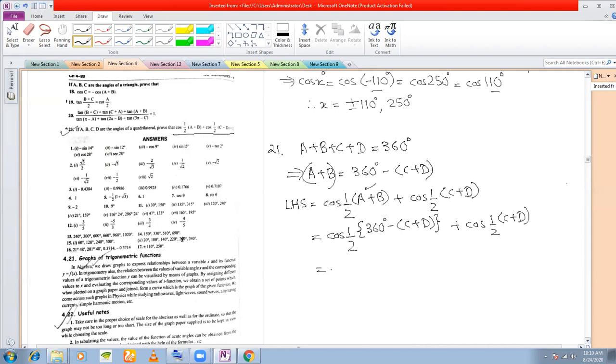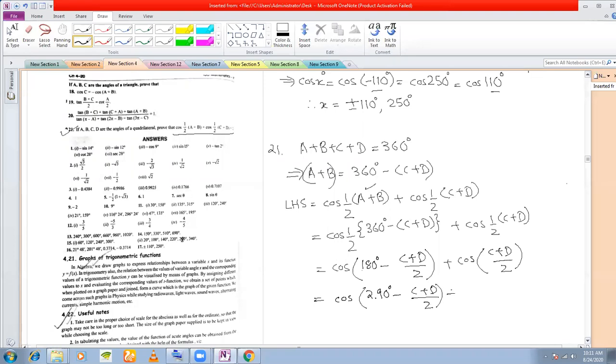So this is cos. Now take the half. This becomes 180 minus C plus D by 2, plus cos C plus D by 2 also. Now, how much is cos of 180 minus C plus D by 2? You can write this as 2 into 90 degrees minus C plus D by 2.